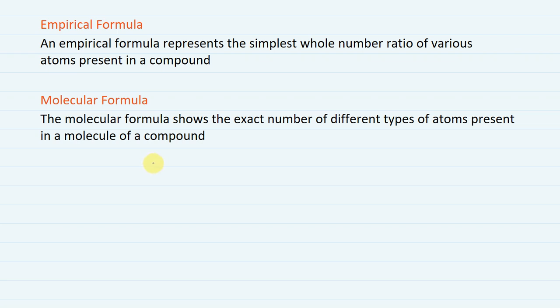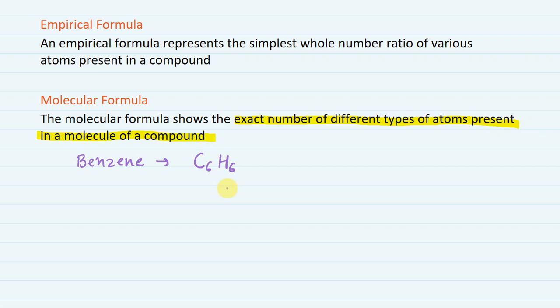Okay, we all have heard about molecular formula. What exactly molecular formula is, we know that it is showing the exact number of different types of atoms present in a molecule of a compound. If I'm talking about a compound, benzene, I can say its molecular formula is C6H6. It means this is having 6 carbon atoms and 6 hydrogen atoms.